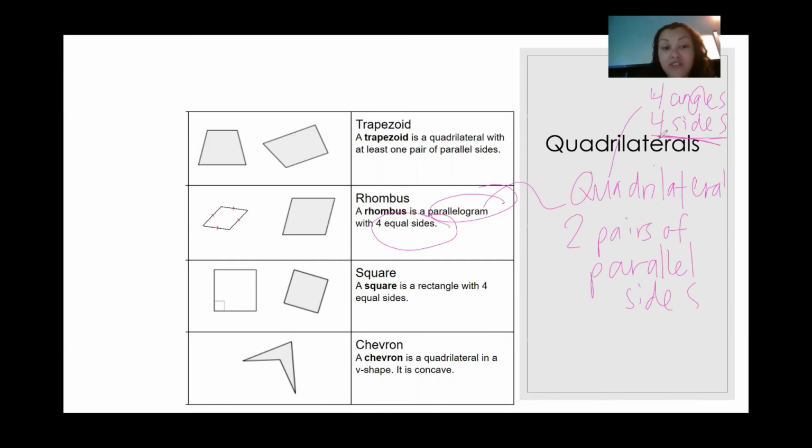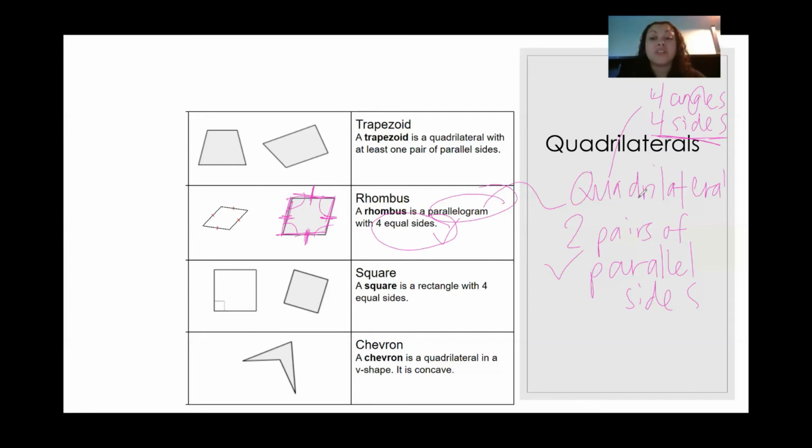That doesn't mean that they have to look like a square, but if you can see here, this looks like a slightly turned square. If we can see all the sides, the small lines mean that they are the same length. Not only do they have the same length, but they have four angles. So that meets the qualification here. Two pairs of parallel sides. These two are parallel. These two are parallel. So that meets that qualification.